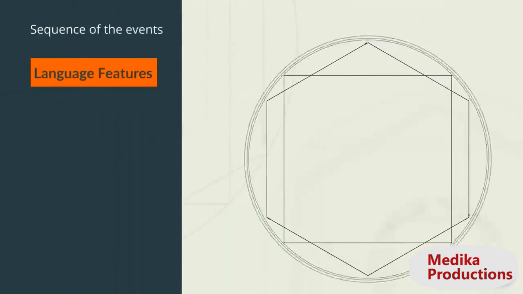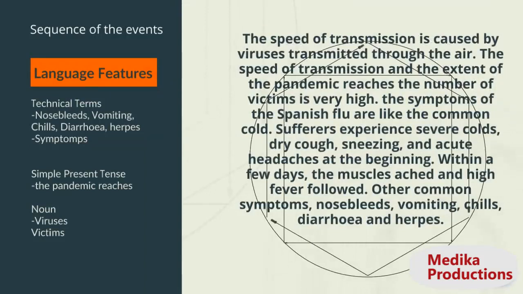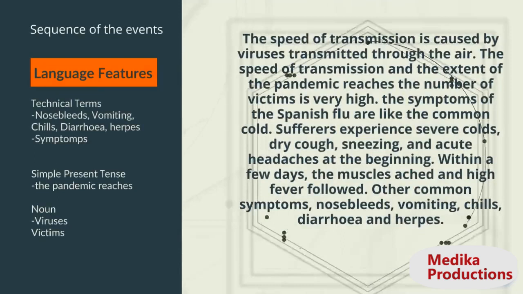That is the general statements. We continue to the sequence of events. With the definition, sequence of events explains how a process happens, and this text part explains how the 1918 Spanish flu spread to the world. The language features in this part are first technical terms, second simple present tense, and third nouns. The technical terms are, for example, nosebleeds, vomiting, chills, diarrhea, herpes, and symptoms. The simple present tense example is the pandemic reaches, which shows the formula of simple present tense, and the nouns are viruses and victims.